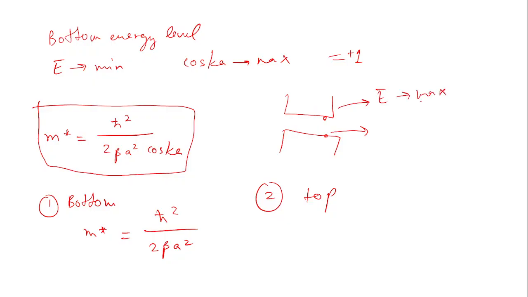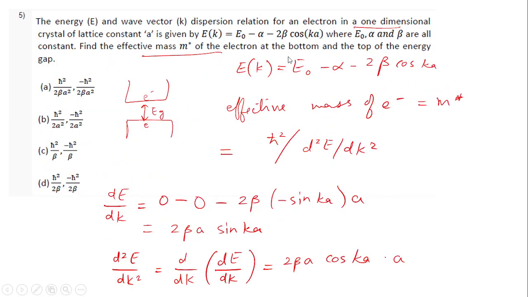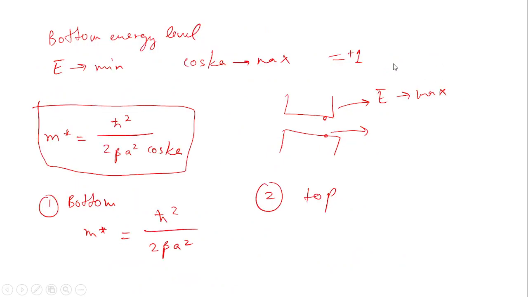Energy will be maximum, and for energy to be maximum, this should be minimum, and the minimum value cos can give is -1. So when the electron is at the top of the energy band, energy will be maximum. That means cos Ka has to be minimum, and the minimum value it can take is -1. So when the electron is here, cos Ka will be -1.